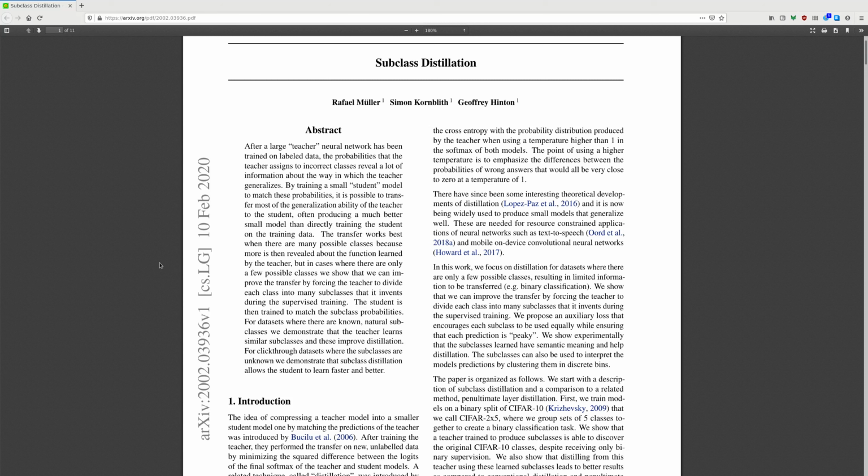For datasets where there are known natural subclasses, we demonstrate that the teacher learns similar subclasses and these improve distillation. For click-through datasets where the subclasses are unknown, we demonstrate that subclass distillation allows students to learn faster and better.